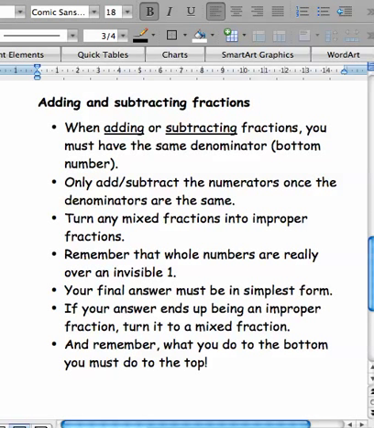Next point, remember that whole numbers are really over an invisible one. So for example, if you have 2, it's just the number 2, it's really sitting on an invisible one. So that would really be 2 over 1.